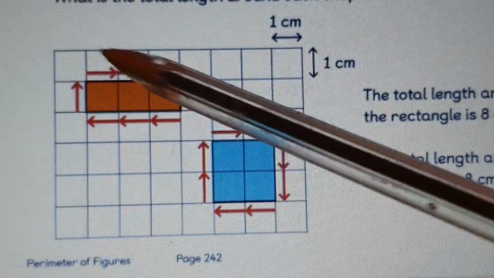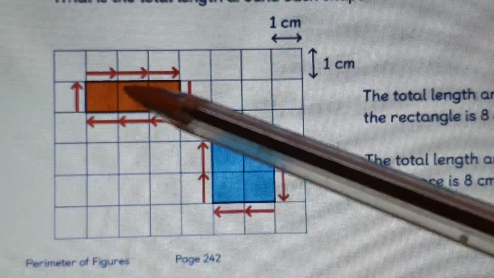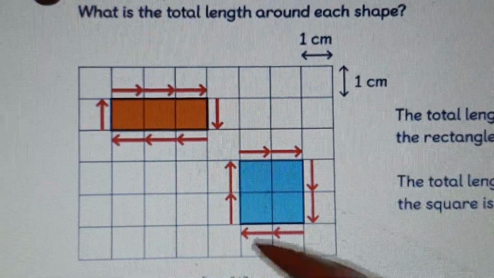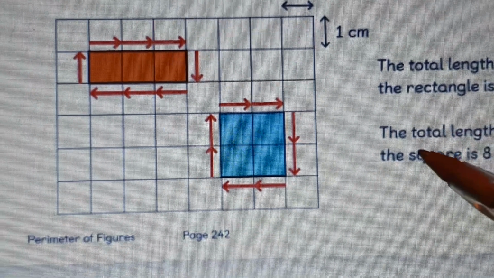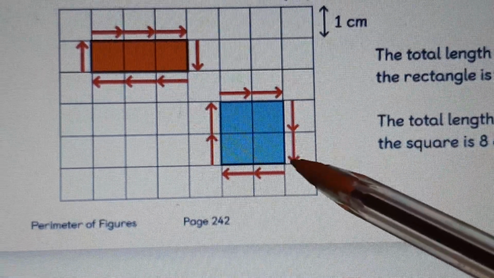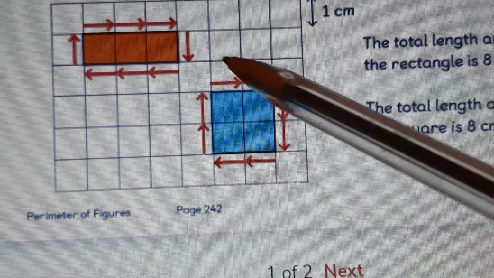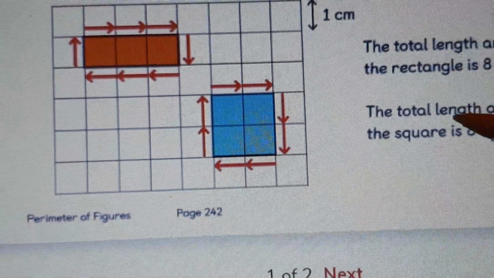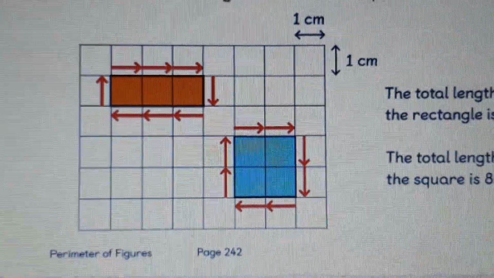So remember, perimeter is on the outside, area inside. So the total length around the square, 1, 2, 3, 4, 5, 6, 7, 8. So that would be 8 centimetres.